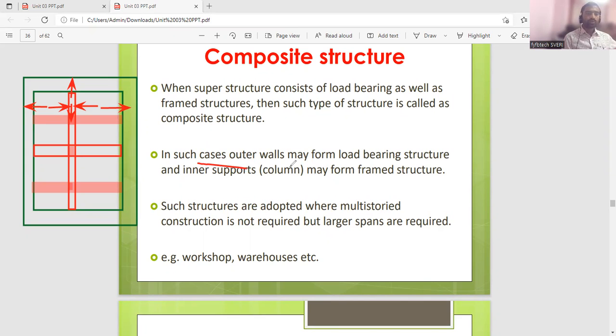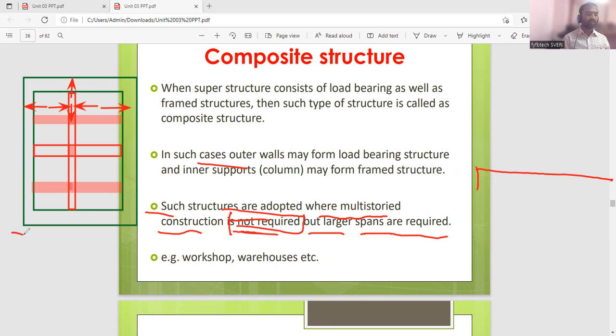In such cases, outer walls, yes, it is very important, a multiple choice question: in a composite structure, outer walls are load bearing or framed? It is load bearing, and inside walls are non load bearing. The inside load is transferred to the beams and columns. Such structures are adopted where multi-storey construction is not required. This composite structure is used where multi-storey is not required but larger spans are required.